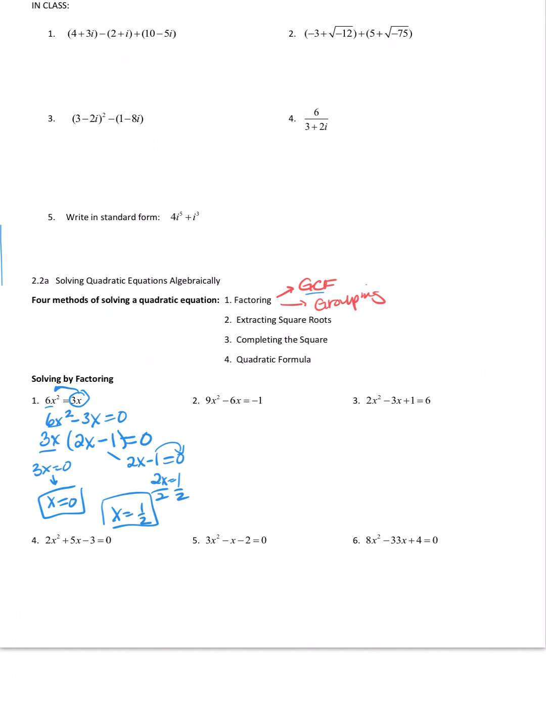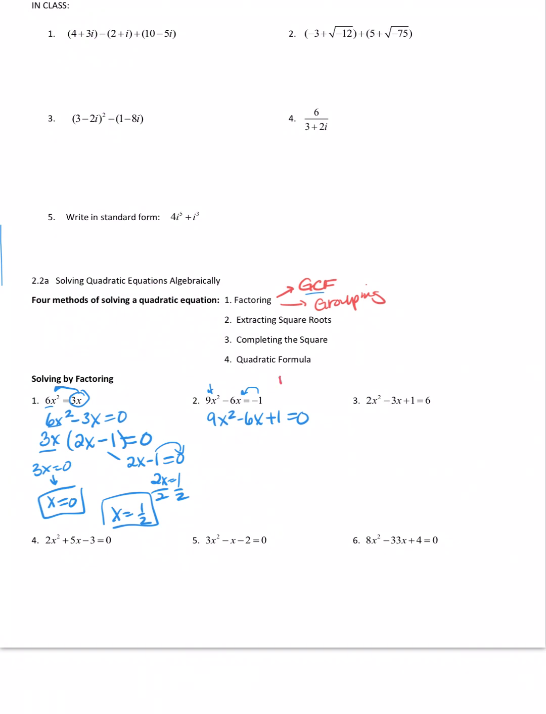Let's look at number 2. 9x squared minus 6x equals negative 1. Well, that's a positive x squared term, so I want to leave it there. So I'm going to move my 1 over. Okay, now it's a trinomial. Now, there's not a GCF I can take out of each term, so I need to do grouping.